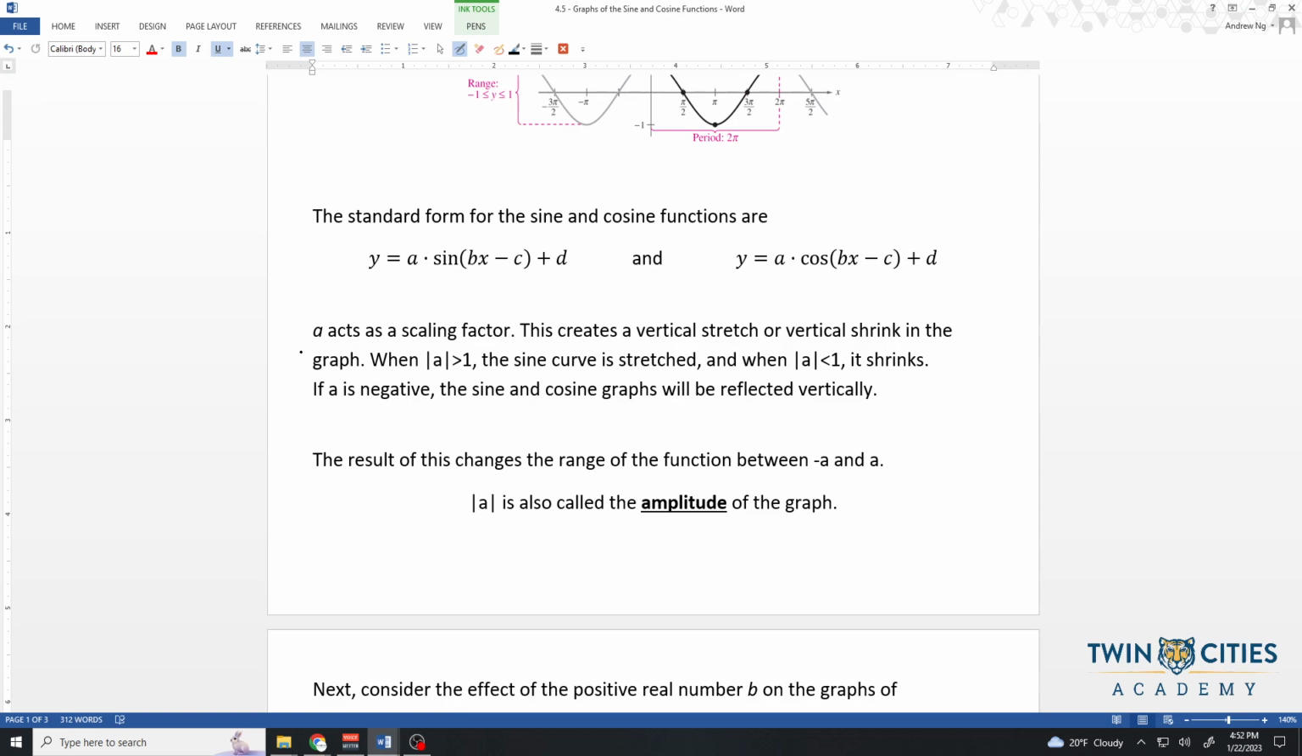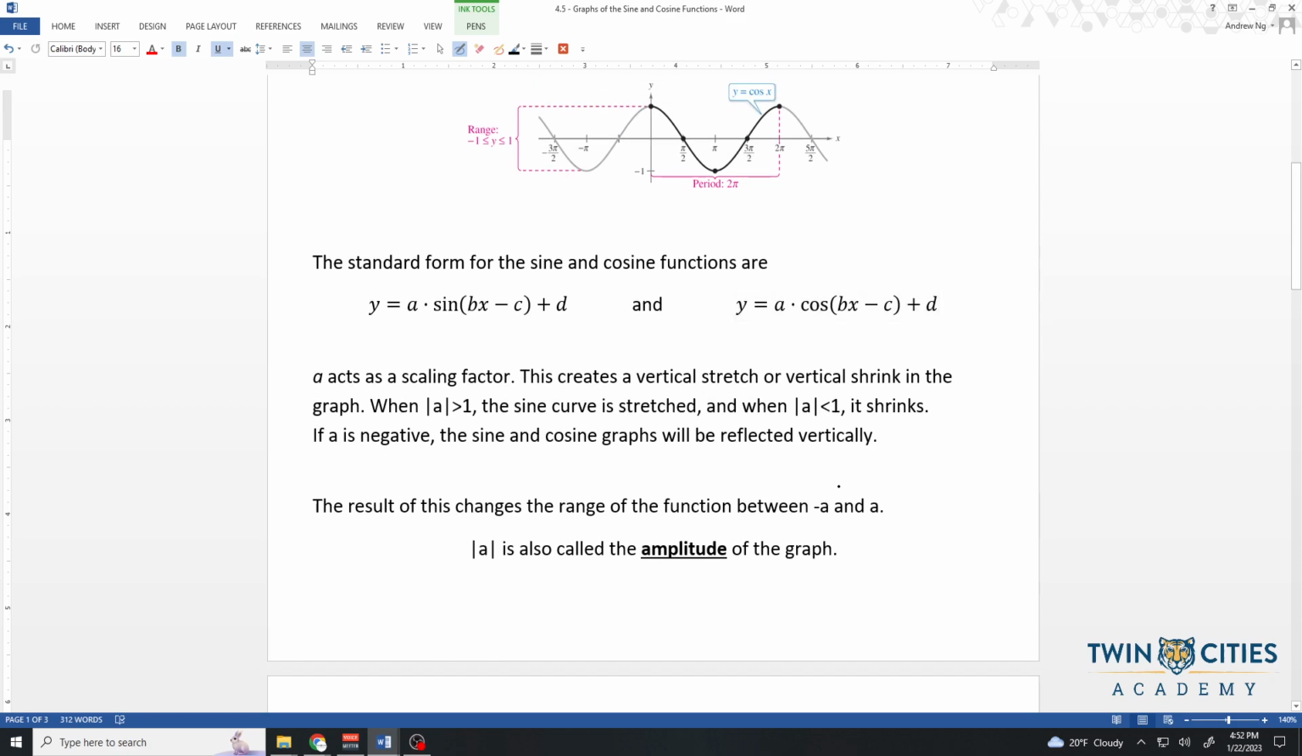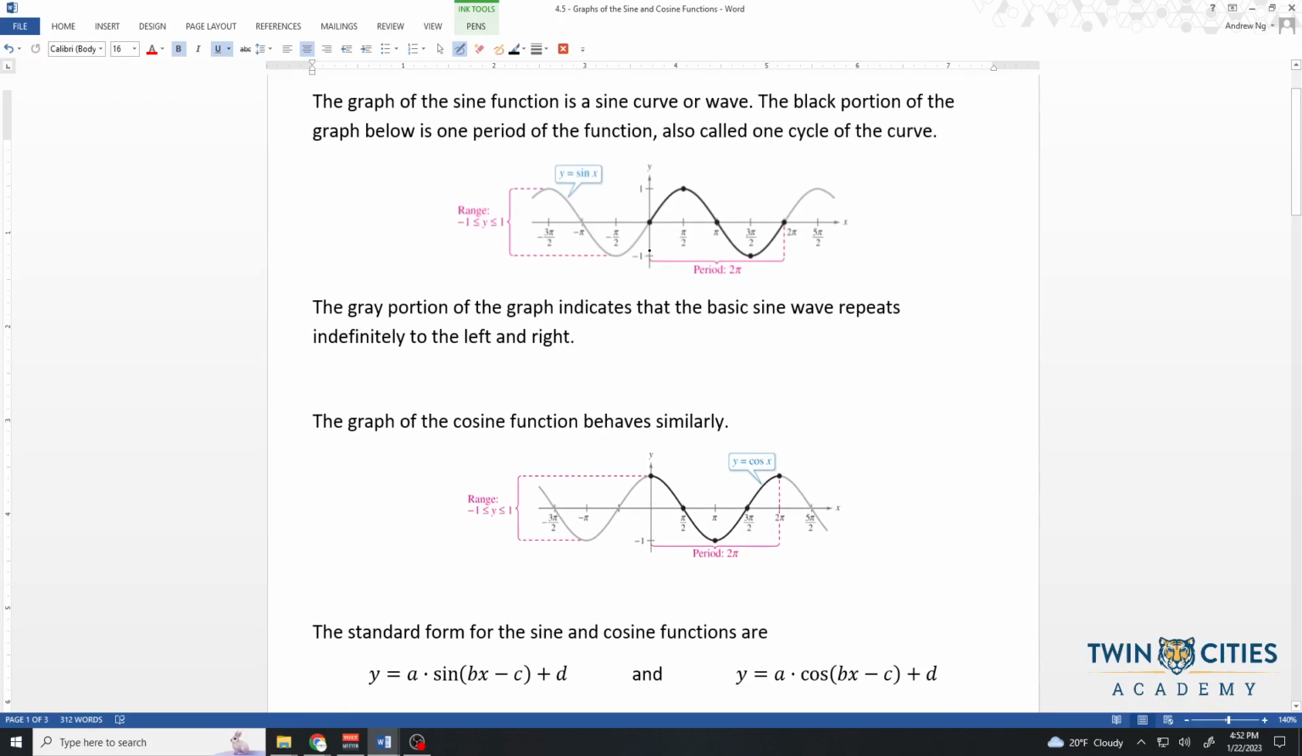And when the absolute value of a is greater than 1, the sine curve is stretched, and when the absolute value of a is less than 1, it shrinks. So if a is negative, the sine and cosine graphs will be reflected vertically as well. We also call this the amplitude, specifically with these sine and cosine curves. The amplitude tells us how far up and down this graph is going to go.